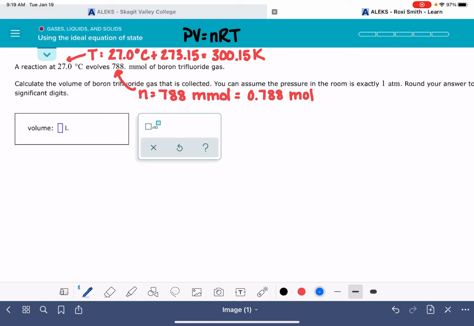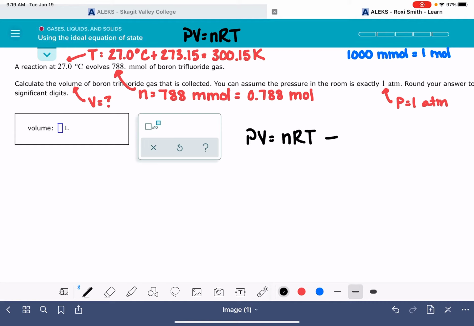It's asking us to calculate the volume, so that's the variable that we're being asked to solve for, and we can assume that the pressure is exactly 1 atmosphere. So that one is one that we don't have to do any unit conversion on. Let's go ahead and plug all of this stuff into PV equals nRT. I'm actually just going to start right off the bat by rearranging this equation to isolate the volume variable, since that's the variable that I'm solving for. So to do this, I'm just dividing both sides by P and rewriting the equation down here.